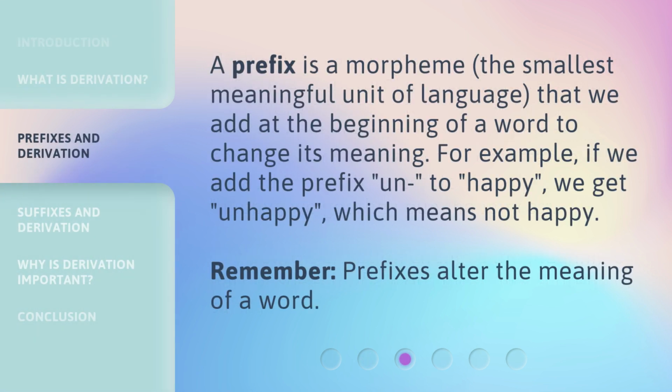A prefix is a morpheme, the smallest meaningful unit of language, that we add at the beginning of a word to change its meaning. For example, if we add the prefix un to happy, we get unhappy, which means not happy. Remember, prefixes alter the meaning of a word.